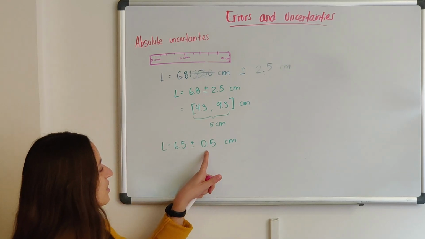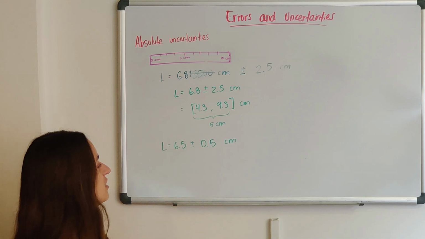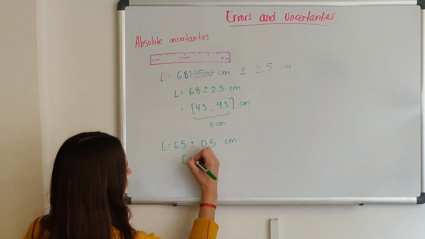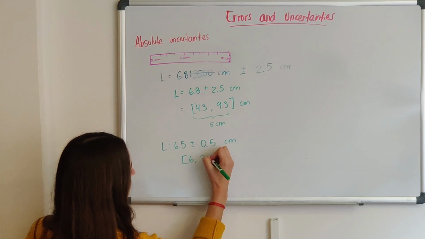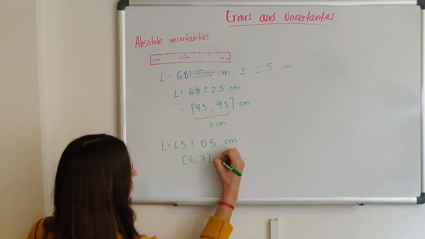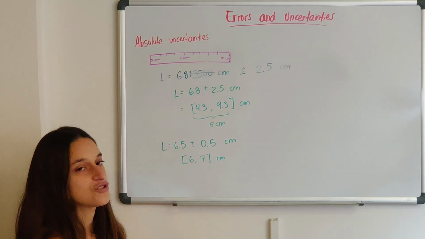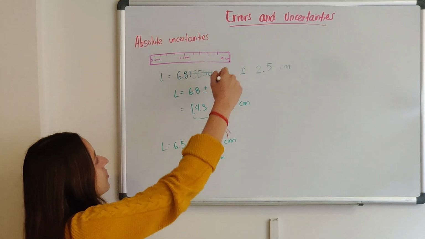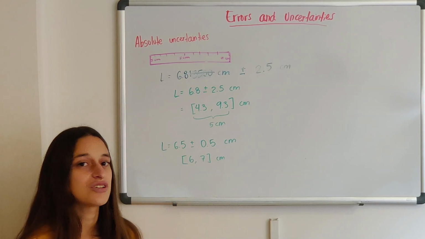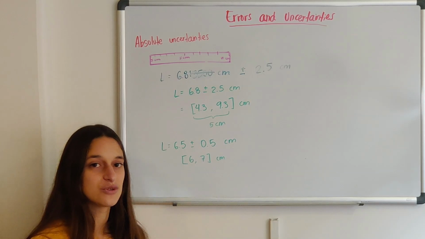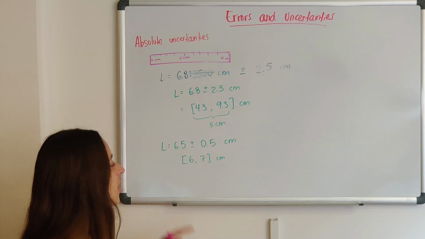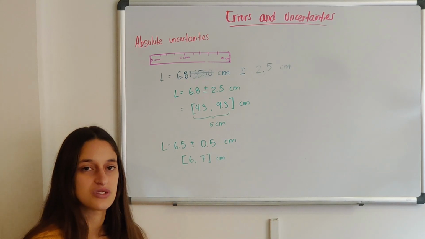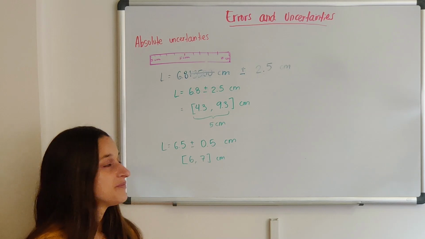But now my uncertainty is a lot smaller. Now I know that my range of possible lengths go from 6 to 7. There's actually 1 centimeter from my lowest guess to my highest guess. So the more precise my measuring device is, the more lines in a ruler, the more confident I can be that my answer is pretty close to the actual answer.